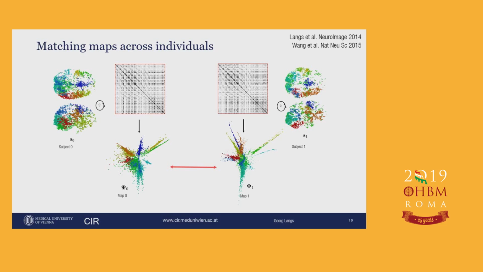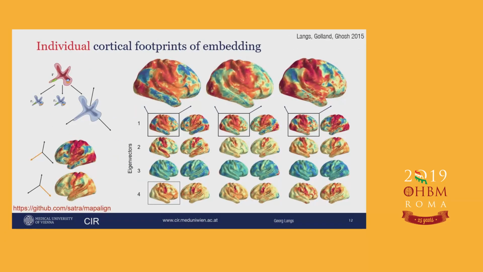patterns. And when we look back on the cortex and say, well, okay, we have aligned these embeddings, now what does that mean on the cortex? This is one attempt to visualize that. So what you see here is an aligned embedding space, and we projected just the first, second, third, and fourth gradient back to the cortex of individuals. And what you see is that in these three individuals, the large coarse layout is fairly similar, but you see that there are small differences between these individuals.